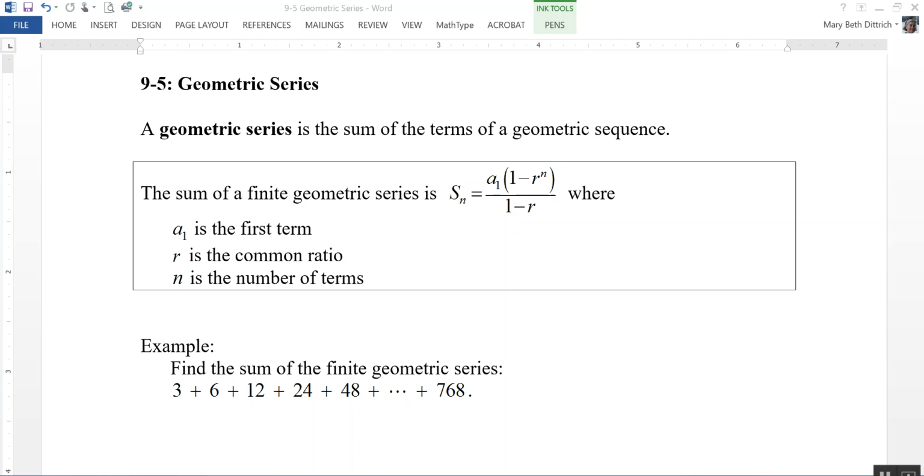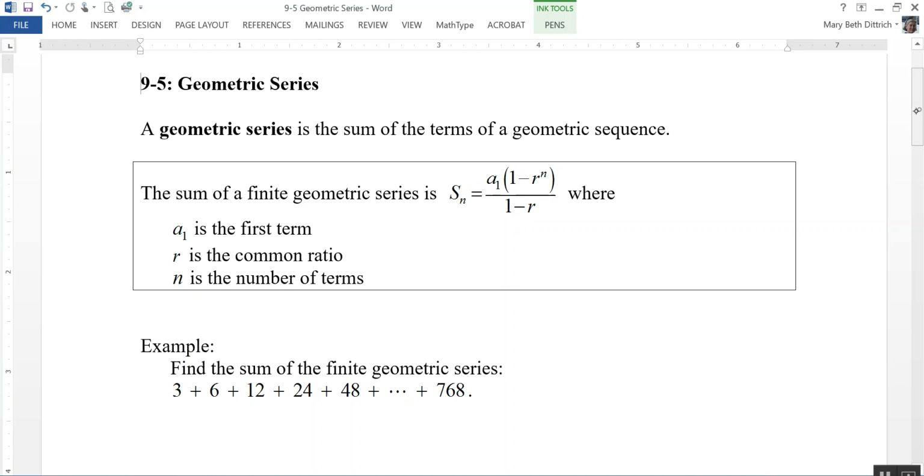Section 9.5 is on geometric series. A geometric series is the sum of the terms of a geometric sequence. And the formula for the sum of a finite geometric series is S sub n equals a sub 1 times the quantity 1 minus r to the n all over 1 minus r, where a sub 1 is the first term, r is the common ratio, and n is the number of terms.